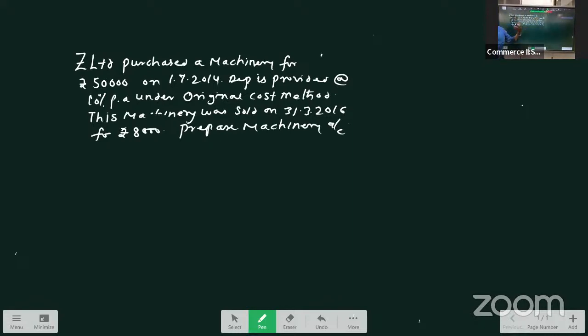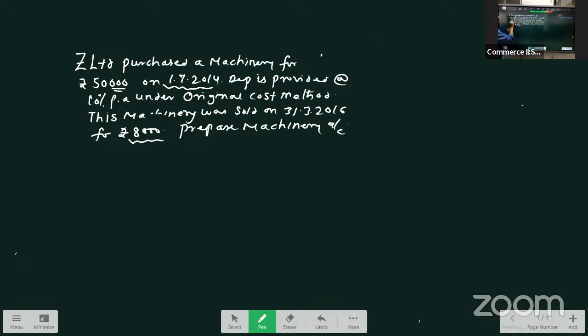Okay, so we are going to the next level. What I have changed here is, I have taken the next level question where we are selling the machinery, and the purchase of machinery did happen in the month of July, which falls after 3 months of our financial year. Our financial year starts in April, May, June. I did purchase the machinery on 1st of July, exactly after 3 months of the starting of our financial year. Go through the question. Z Limited purchase machinery for 50,000 on 1st July 2014.